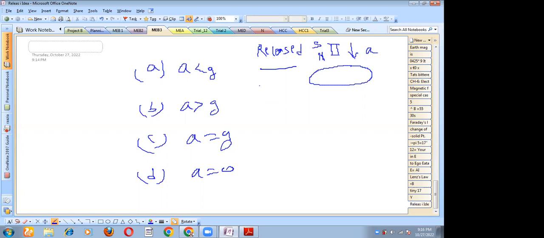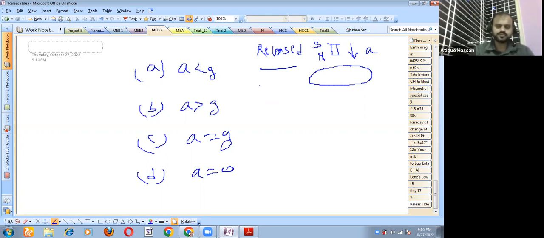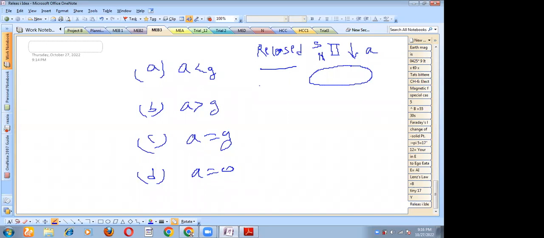So option A. You're saying option A. Why option A? So the loop will actually repel it, so the acceleration will decrease when it is falling. Yes.